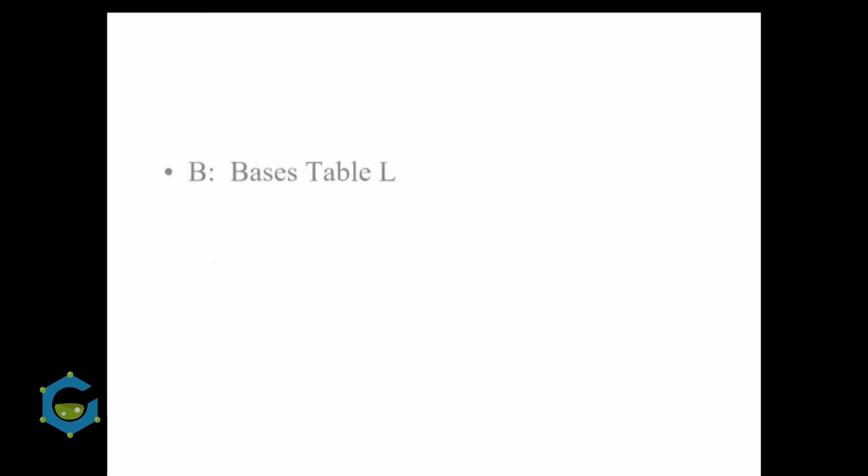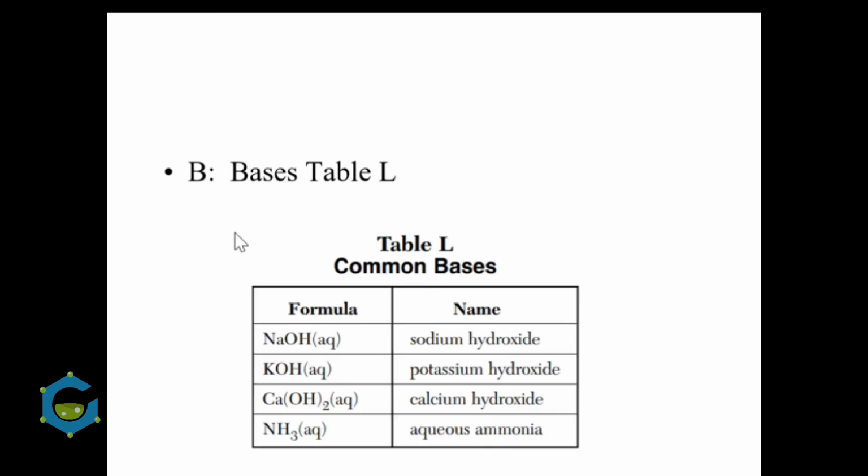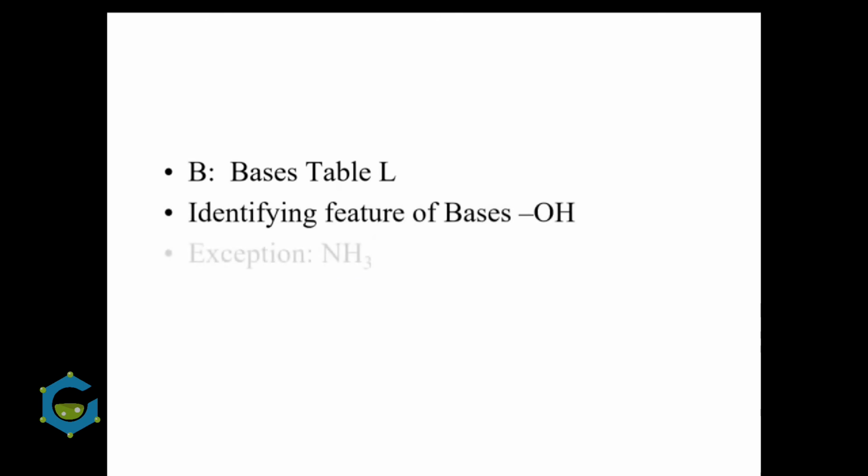Your bases are found on table L, also in your reference table. The thing that they all have in common is they all have a negative hydroxide ion, or OH ion. The exception is ammonia according to table L. However, when we get into acids and bases, you'll see how that actually does have an OH that is released when you put it in water. It just doesn't come directly from the ammonia.